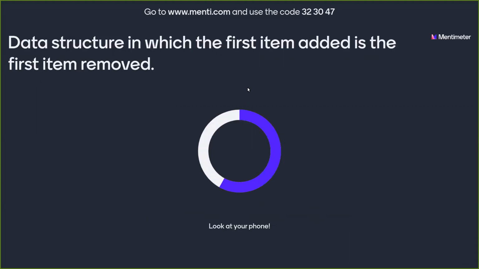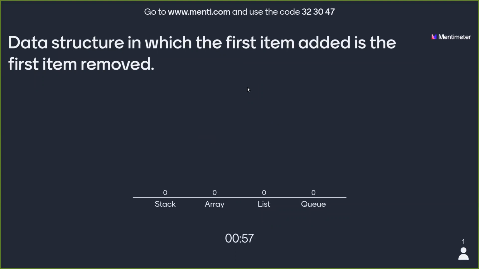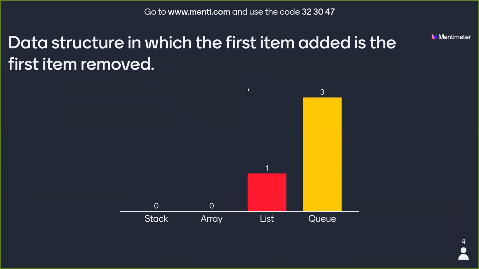Data structure in which the first item added is the first item removed. Cool. Someone said list. Interesting. So remember, a list, you can technically, oh wait, you guys don't even know what a list is yet. So I don't know how you answered this. But yeah, stack, queue, array. Stack is last in, first out. Array is instantaneous access anywhere in the object. And a queue is first in, first out. Exactly how they work in the real world.